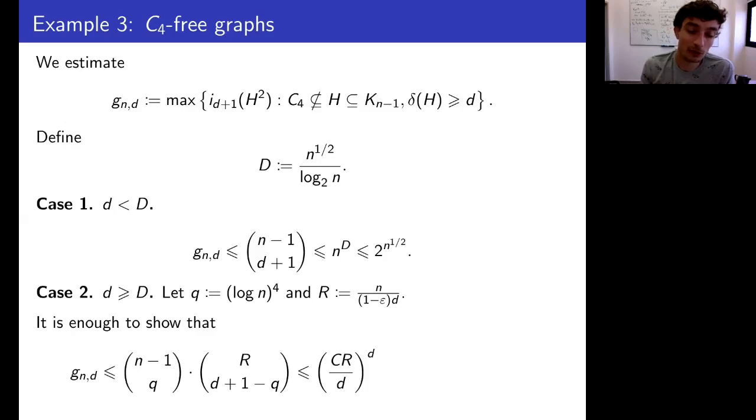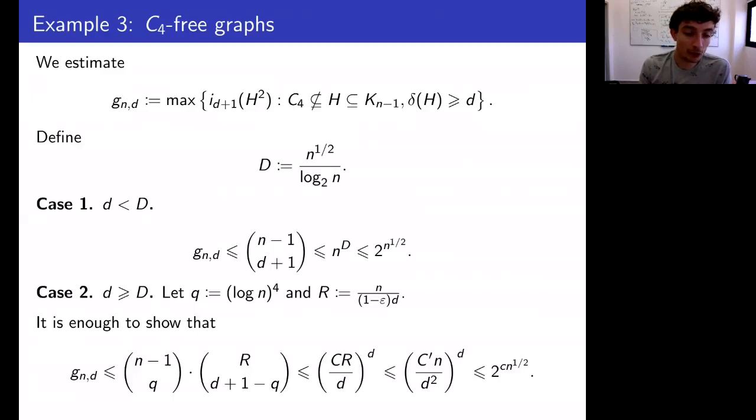But now r was chosen to be n over d, so we have n over d squared to the d. And this function, n over d squared to the d, is an increasing function of d. And it's maximized when d is of order square root of n, but then the d squared cancels the n, and voila, we get the upper bound, which is exponential only in square root of n.